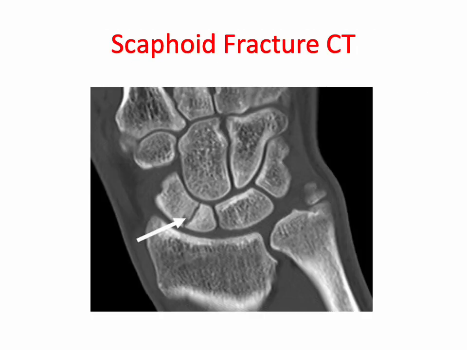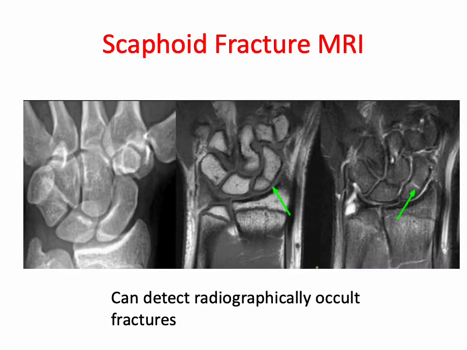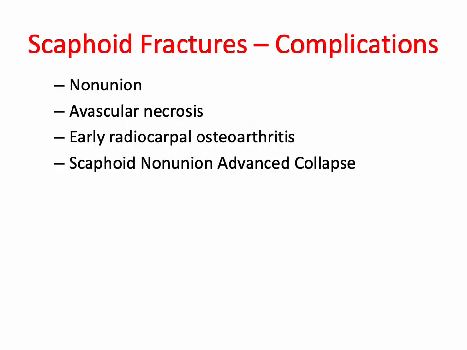This is what it looks like on CT, and again, you've got a little bit more sclerosis in that proximal pole of the scaphoid. And on MRI, we can see that this X-ray doesn't look like the scaphoid fracture at all. MRI is very helpful at detecting radiographically occult scaphoid fractures.